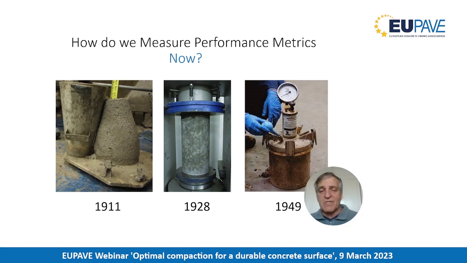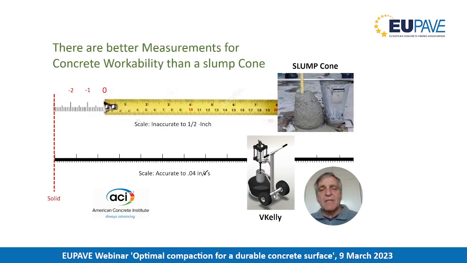We still pretty much haven't done anything with 1928 break strengths. And we've done some vast improvements on looking at the pressure pot test for evaluating the health of the micro-air system for freeze-thaw durability. But we've been on the concrete workability measurement bandwagon, looking at revising the V-Kelly, making it a little bit mobile, and we've been doing this mostly for testing.